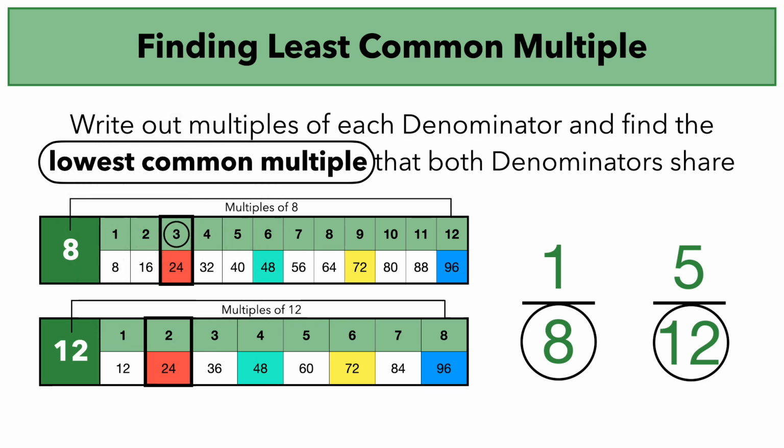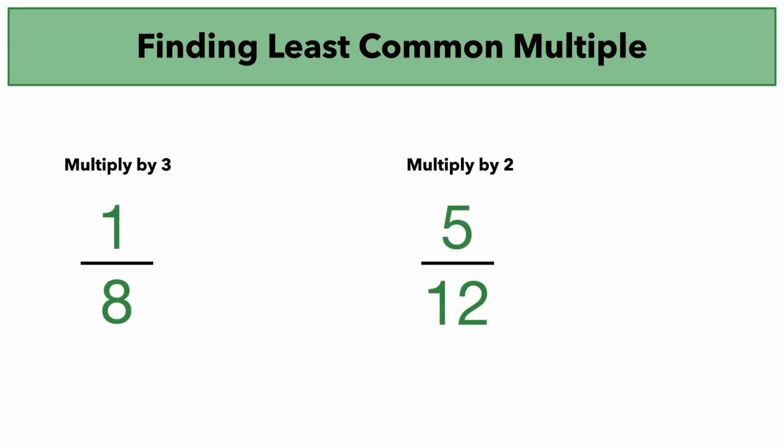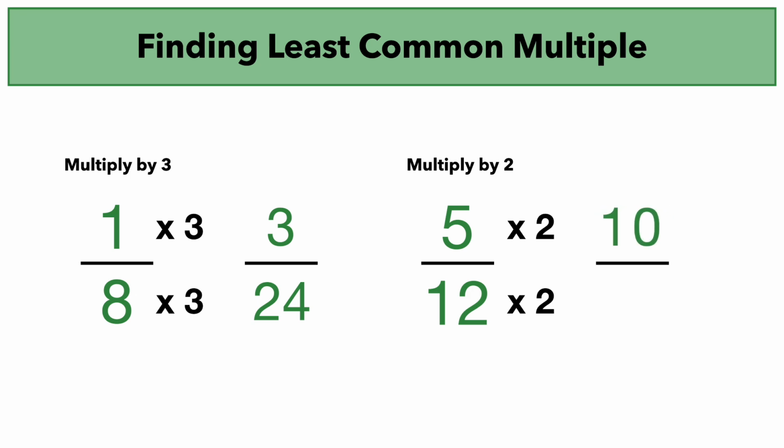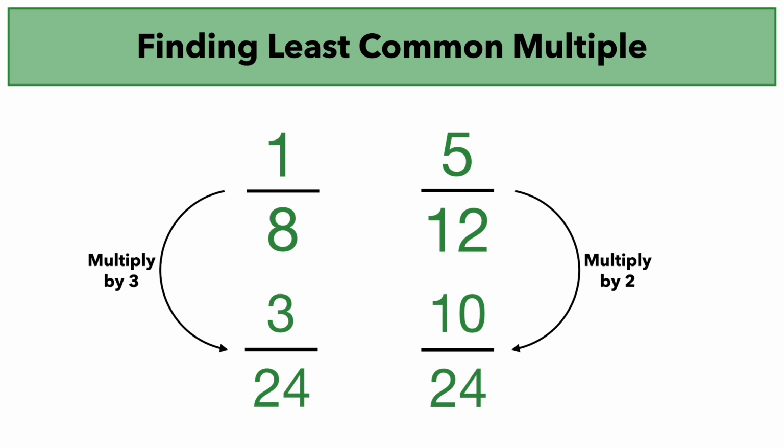So what we're going to do is now multiply the fraction of 1/8 by 3, and we're going to multiply the fraction of 5/12 by 2. So now let's do this, and we're going to go 1/8. 1 times 3 is 3. 8 times 3 is 24. And then 5 times 2 is going to be 10, and 12 times 2 is 24. So you see how we got these common denominators by multiplying the 1/8 by 3 and the 5/12 by 2.